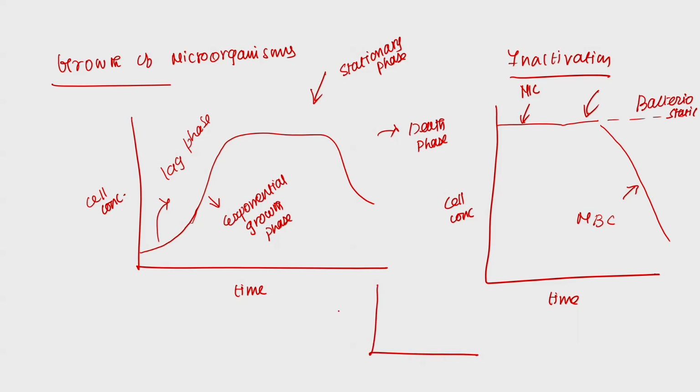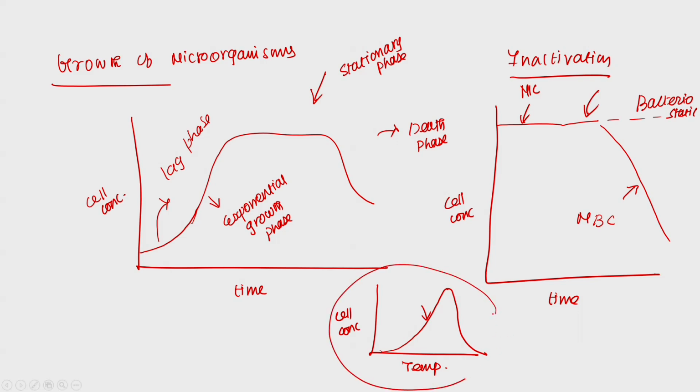So this looks like time versus cell concentration, and this is temperature, which is my physical action. First it's something like that. As I told you, a certain temperature range is required for growth, then after a certain temperature range the concentration starts decreasing. This is what we are going to talk about as inactivation kinetics. But this is true for any other physical action.